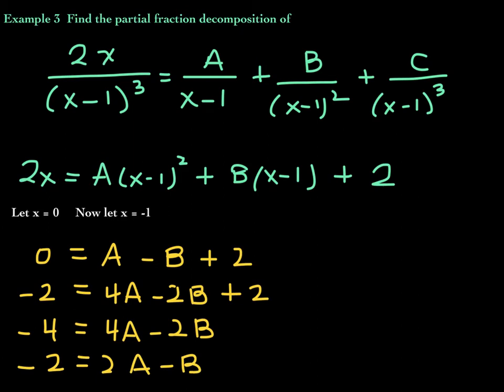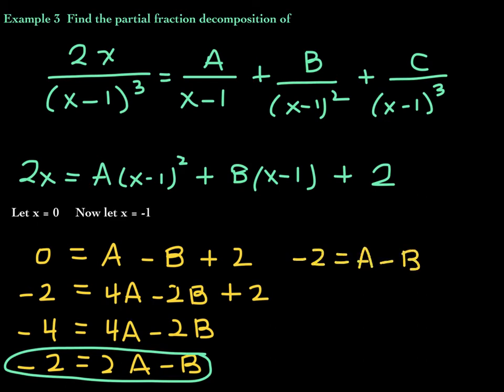What we'll do at this point is take this equation here and take this first one, but let me actually subtract 2 from both sides. When you subtract 2 from both sides, you get negative 2 is equal to a minus b. So I'm going to take this equation and create a system of equations and solve for a and b.